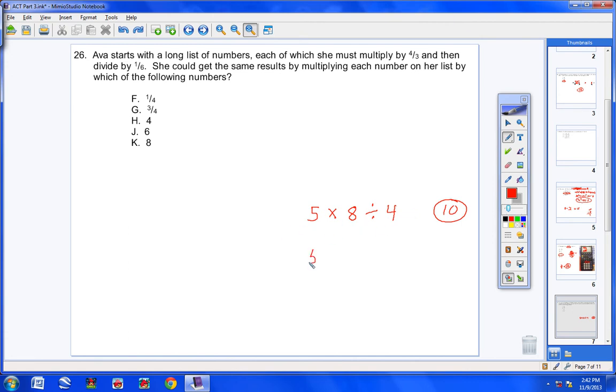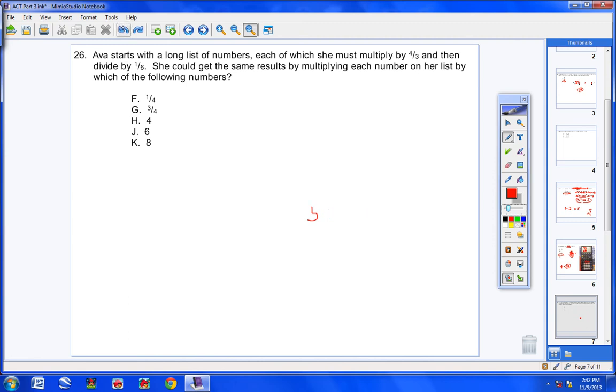You could say 5 times 2. You could first do your division if you want to. So 8 divided by 4 is 2, and then 5 times 2 is 10. You might not have known that, or maybe you did, but whenever you have multiplication and division and nothing else except that, you can do them in whatever order you want to. You really can, it doesn't matter.